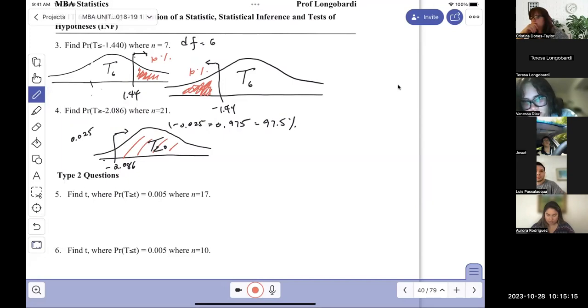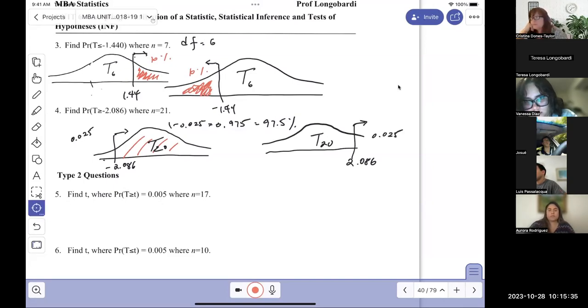So basically what we got out of the table was just the side over here of 2.086 on T20, and that's how she got 0.025. But because of symmetry, it's the same over here as it is over here. But we want this way, so you have to do 1 minus. So you can operate over here using this information.